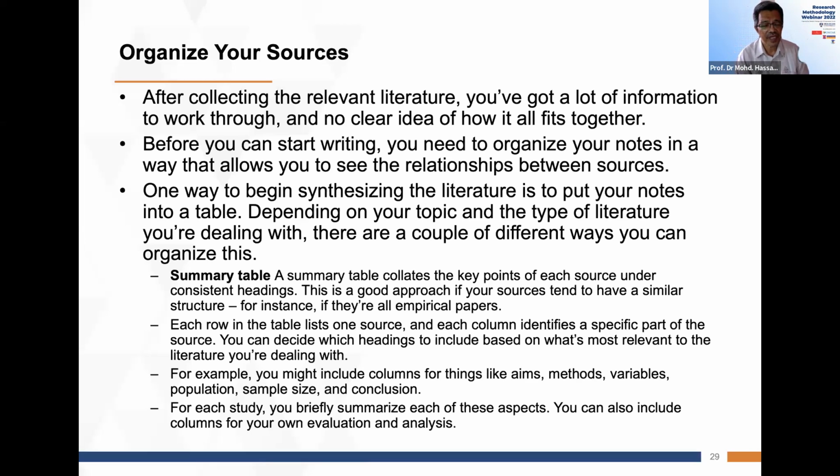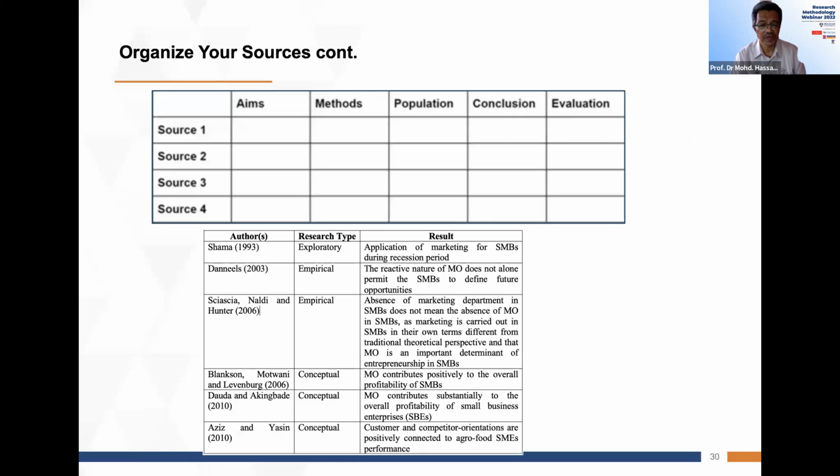You can start by coming up with a summary table of articles that you have read pertaining to your area of research. Okay, you may want to include column like what is the aim of the research as you read articles, right? You look at the aim, what method do you use, what are the variables, what is their target population, what sample size they use in their research, and what are their conclusions. Okay, so for each study, you briefly summarize each of these aspects, and you can include columns for your own evaluation and analysis. So it will look something like this.